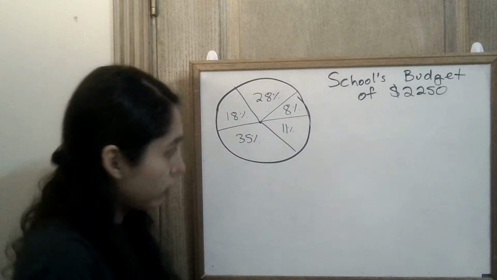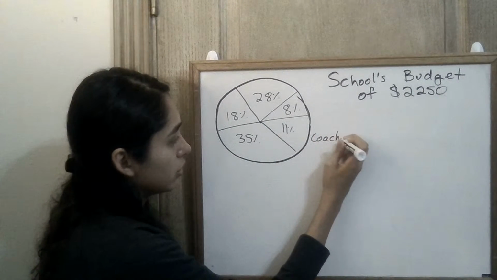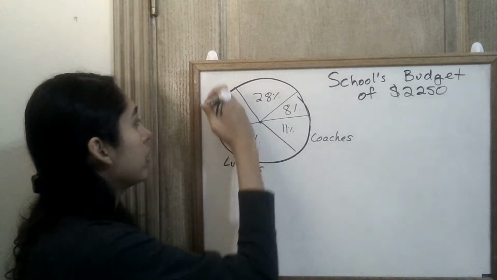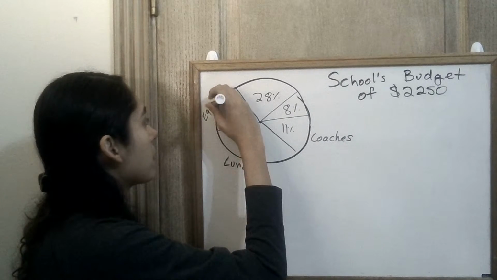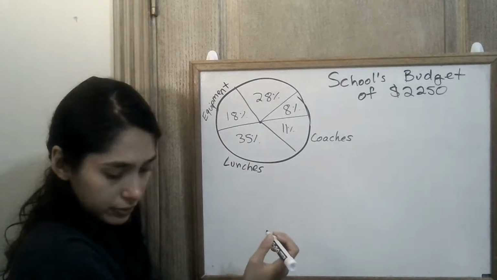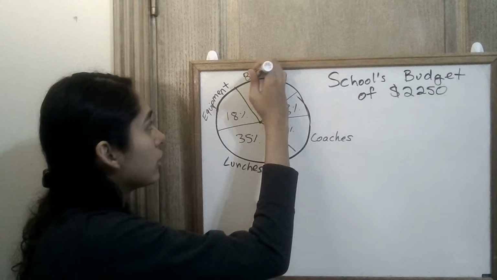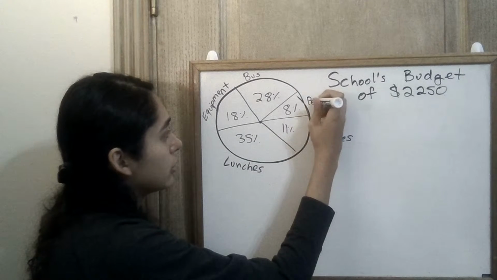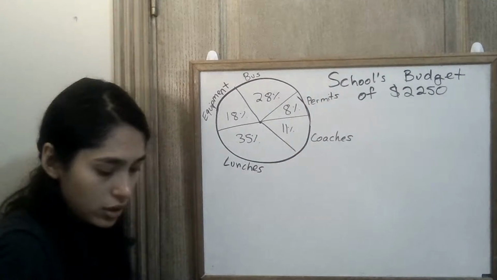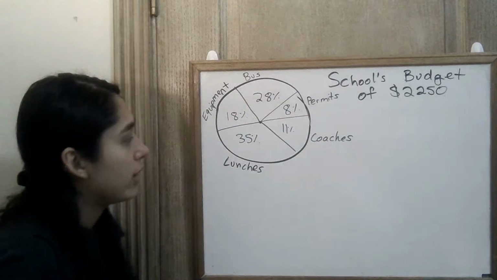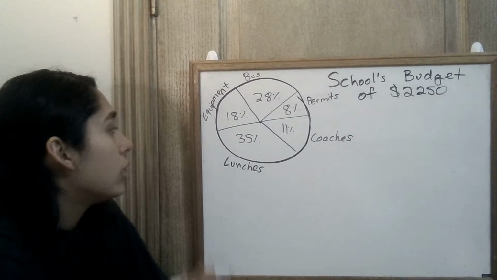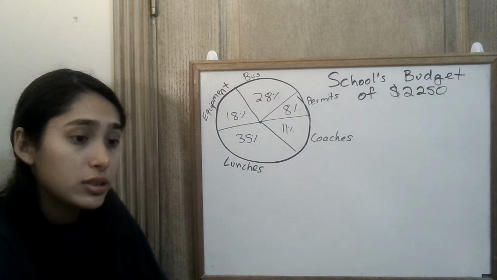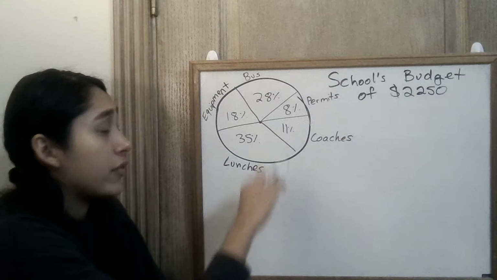So let's say that this is for coaches. This is for lunches, equipment, the bus, and then permits. Okay, so looking at this graph, I can see what takes up most of the budget are the lunches. So let's say I was going to stop offering lunches, a lot of the budget would be saved up.